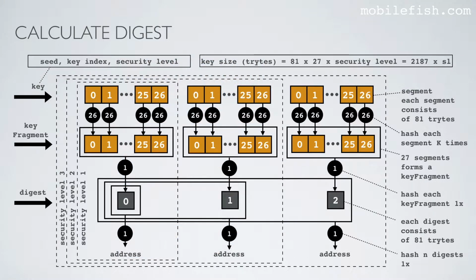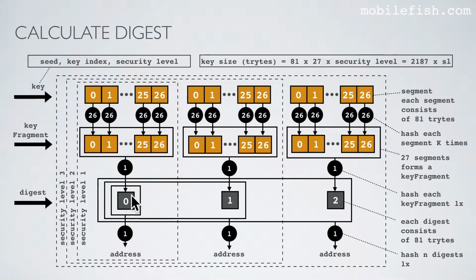Again, here is how the digest is calculated, but more detailed. You start with the seed, the key index, and the security level, which calculates the key. This is the key. This is a segment consisting of 81 trytes. Each segment is hashed 26 times. These are called key fragments. 27 segments form a key fragment. And if you hash each key fragment once, you get the digest.